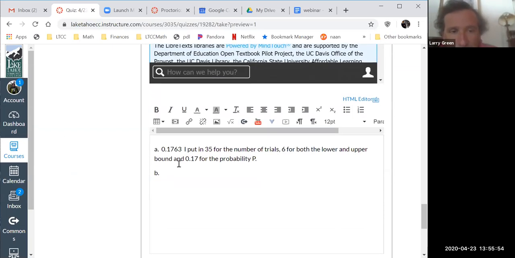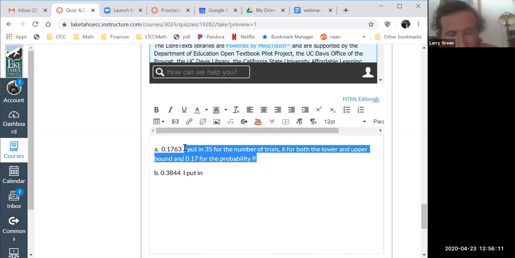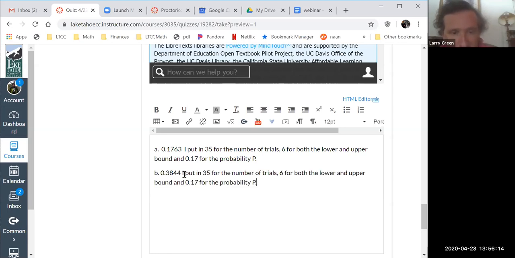So let's do that. And I'm going to write what I put in. I'll even copy and paste all of this and then fix if I need to. I put in 35 for the number of trials. I put in 7 for the lower and 35 for the upper bound and 0.17 for the probability P. Any questions at all on part B?